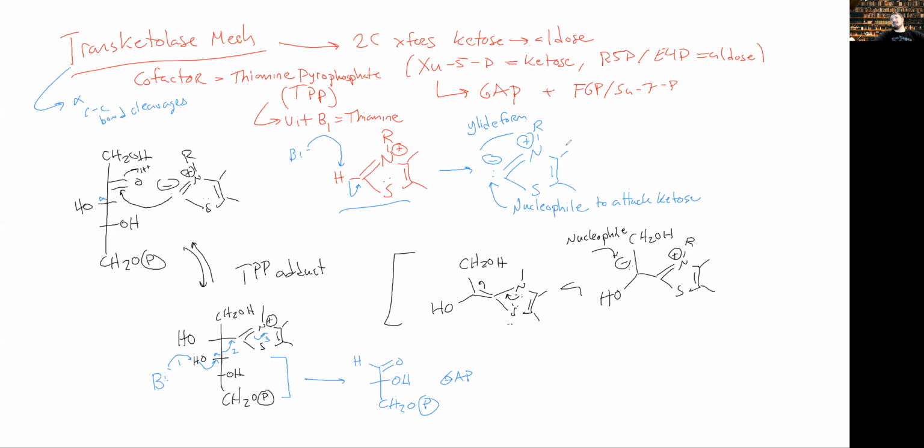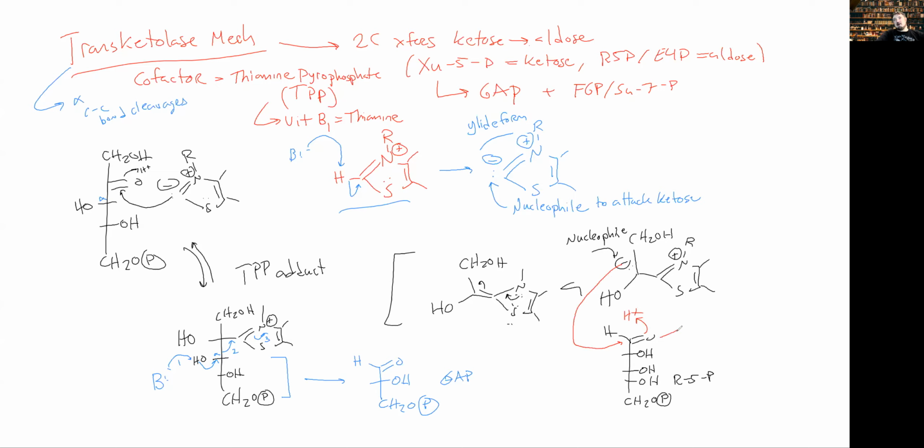And then we're going to attack the aldose here, okay? So we're going to be using this nucleophile, and we're going to be attacking our aldose. In this case, that's going to be ribose 5-phosphate. This is our transketolase in the first reaction. So we're going to be using that new carbanion nucleophile. We're going to attack here, and we're going to grab a hydrogen.